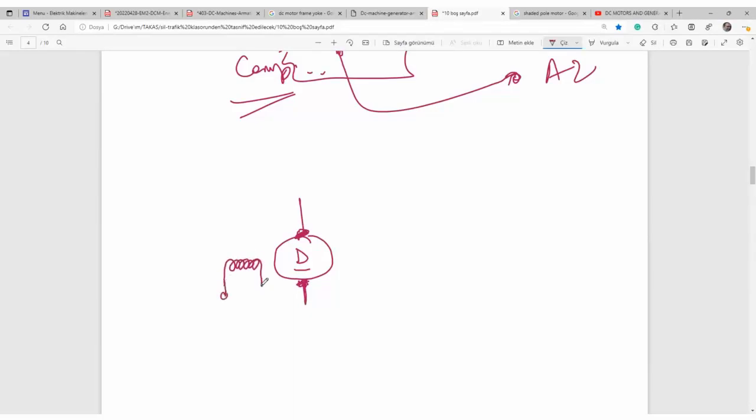In old style, let's say A and B, those are A and B, and here you see I and K, let's say separate excitation. We will talk about it later. Separate excitation terminals, I and K. In new literature, they are F1 and F2, A1 and A2.